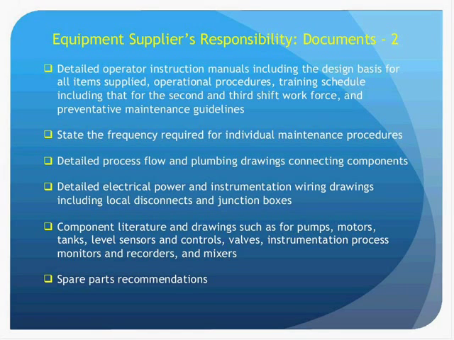The supplier must furnish detailed process flow and plumbing drawings, which include the tag numbers. Detailed electrical power and instrumentation wiring drawings that should contain local disconnects and junction boxes where appropriate. The supplier must furnish vendor literature for all drawings for items such as pumps, motors, tanks, liquid level sensors, controls, valves, instrumentation process monitors, process recorders, and mixers.